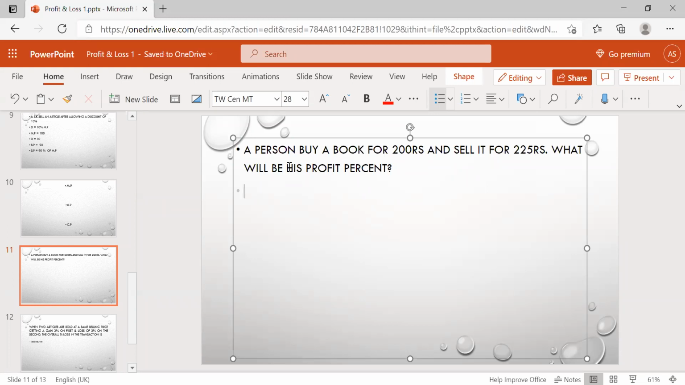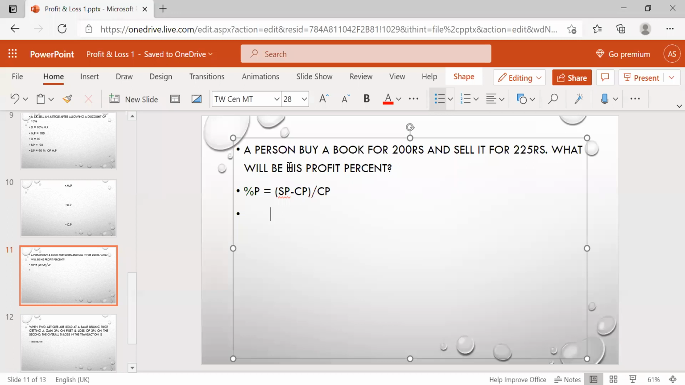What's the formula? Percentage of profit equal to profit, or we can say selling price minus CP, by CP, always calculated on CP, into 100. Okay, percentage. So now we know that selling price minus CP is nothing but profit.